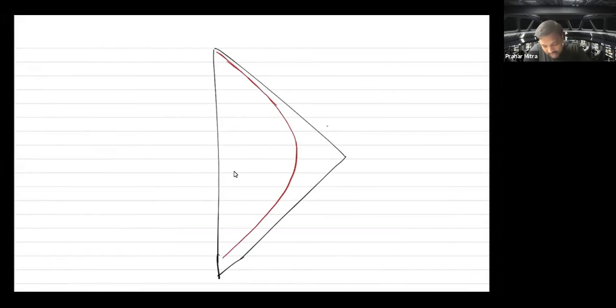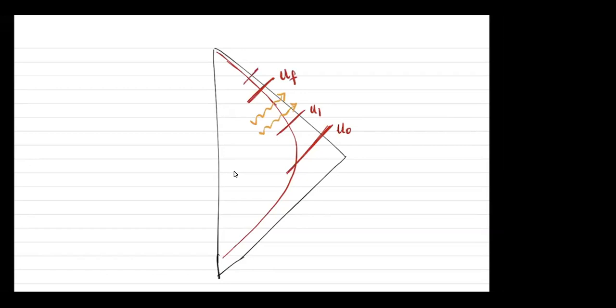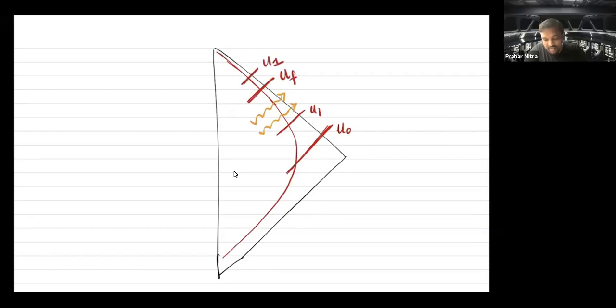So they turn on their detectors at u naught. Before this, whatever happened, the observers don't really know. Then radiation starts entering the system at u1. So at this point, there's some radiation that comes in, and then the radiation stops at uF. Then the observers stop measuring, and all the observers at different angles get together and collect all the information.